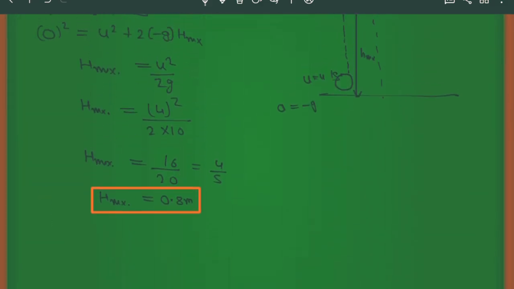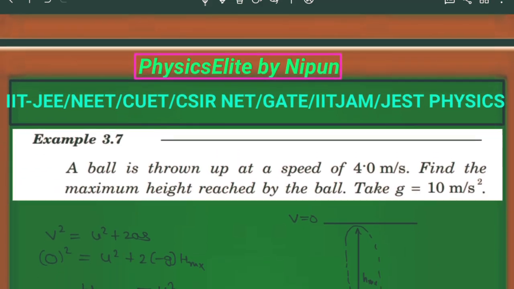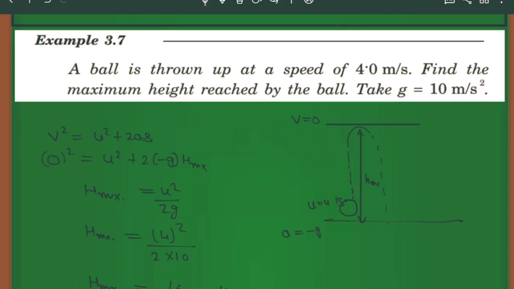Right? Next is the solved example of SCV problem from motion in a plane. So these are the only solved examples of the SCV book from 1D motion in a straight line. I hope you understand this concept. And in the next video I will solve all the other problems, like exercise problems and other solved examples.